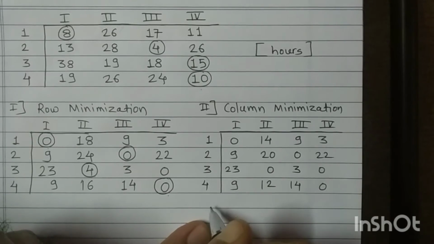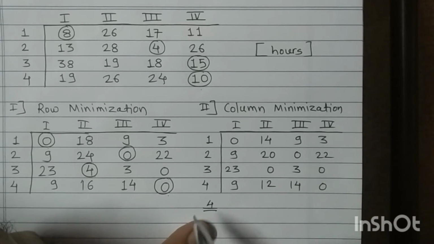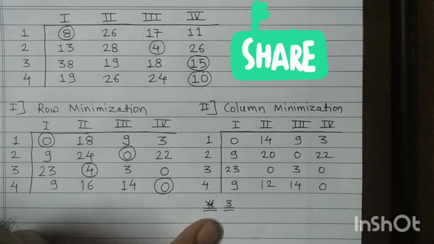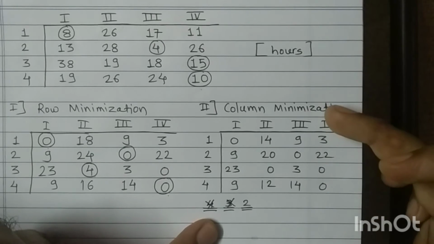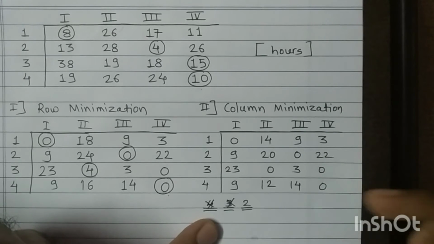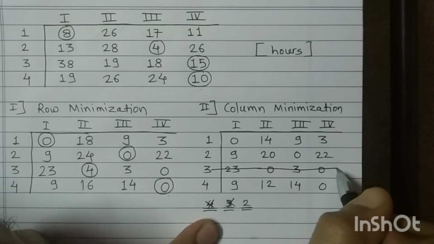Now try to cover the zeros. So try to find 4 zeros. In this matrix you cannot find 4 zeros. So go for 3 zeros. Again in a particular row or column you cannot find 3 zeros. So go for 2 zeros. So I can find 2 zeros in the third row. Also I can find 2 zeros in the last column. So I can draw a vertical line or I can draw a horizontal line. Here I will draw a horizontal line.